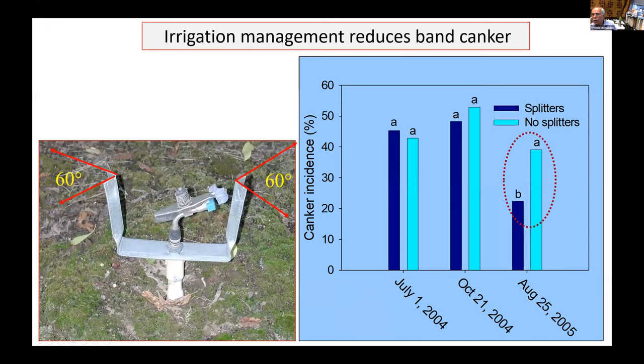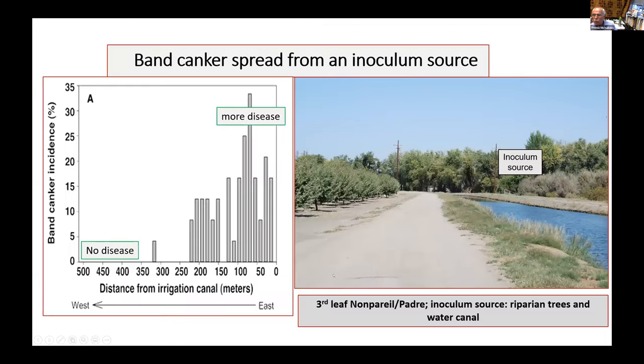we installed in an orchard these splitters in the sprinklers. The splitters were installed on July 1st, and we did not see an effect by October, but the following year we saw an effect. This type of management reduced the infections by 50%. So that was the only successful method.